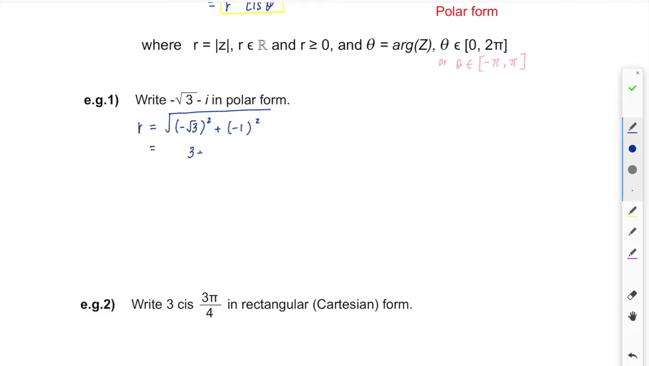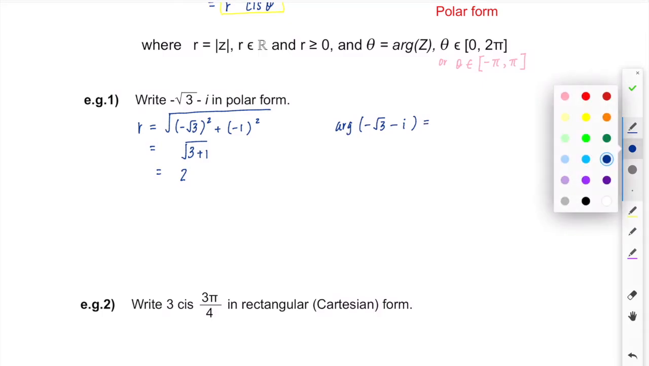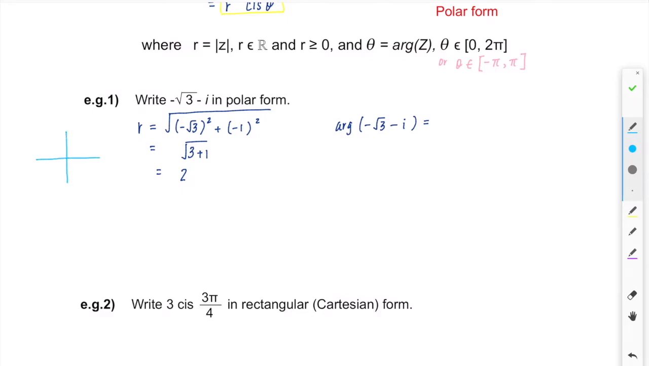So this is 3 plus 1, square root of 4, which is 2. What about theta, or the argument of negative root 3 minus i? Well, let's plot this on the Argand plane first. So negative real number, minus i, so we're in this quadrant here. So we're talking about the argument of negative root 3 minus i here.